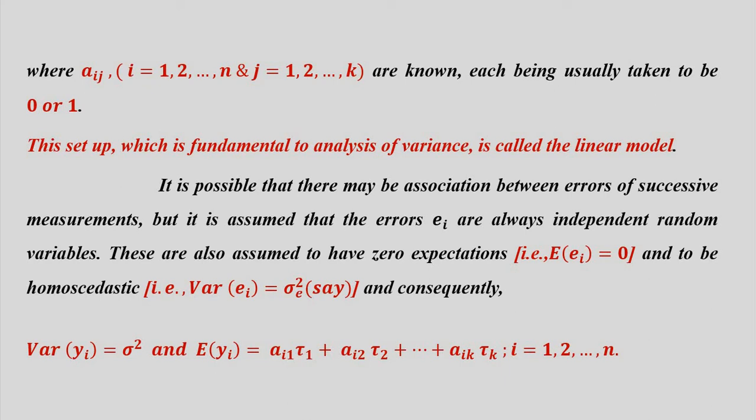It is possible that there may be association between errors of successive measurements, but it is assumed that the errors ei are always independent random variables. These are also assumed to have zero expectation, that means expectation of ei is equal to 0, and to be homoscedastic, that is, equal variance. That is, variance of ei is equal to sigma square, say, and consequently variance of yi is equal to sigma square, and expectation of yi is equal to ai1 tau 1 plus ai2 tau 2 plus ... plus aik tau k, where i takes the values 1 to n.